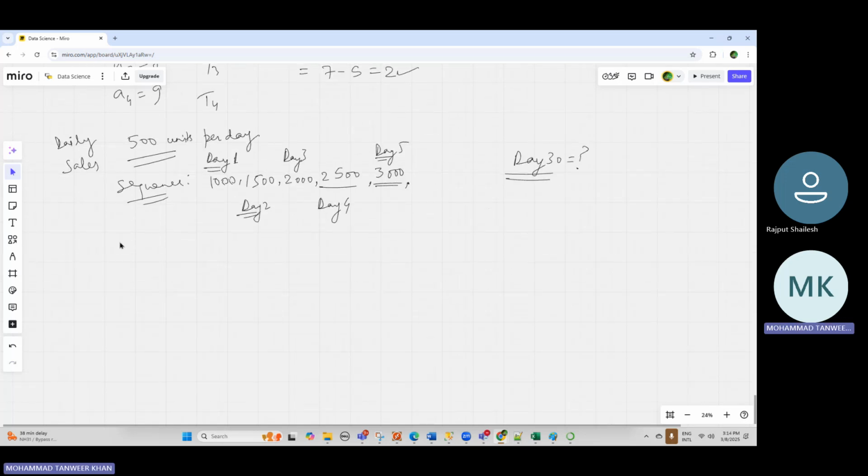Whenever you have to find the value on a particular day, we have a formula. We denote it by Tn, meaning the nth term. You can also denote this by a sub n, both are the same. The formula for this is a plus n minus 1 into d. This is the formula to find the value at any particular day.